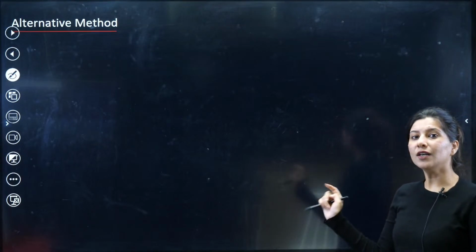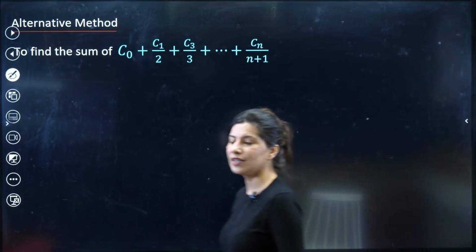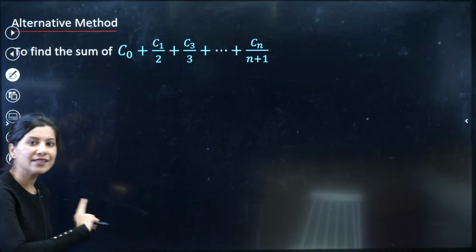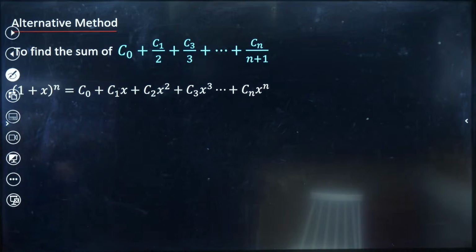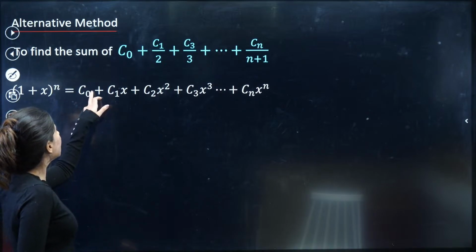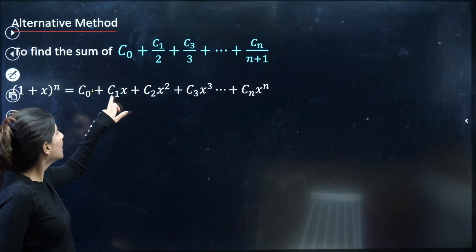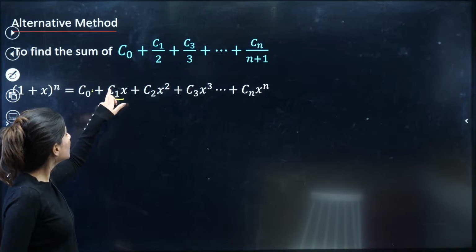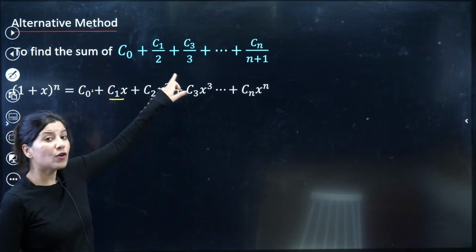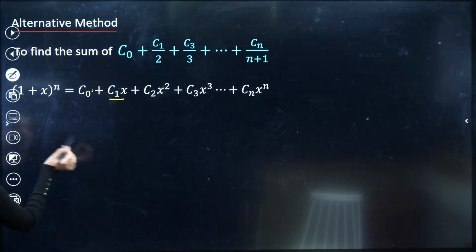All right. Now let us do this question with the help of integration. Are we ready for it? So first of all, let us write the expansion of (1 plus x) raised to power n, right? And then if I integrate it, what will I get? I will get an x over here, x square by 2 over here, so C1 upon 2. That's what we want. That means right away we should integrate both the sides.